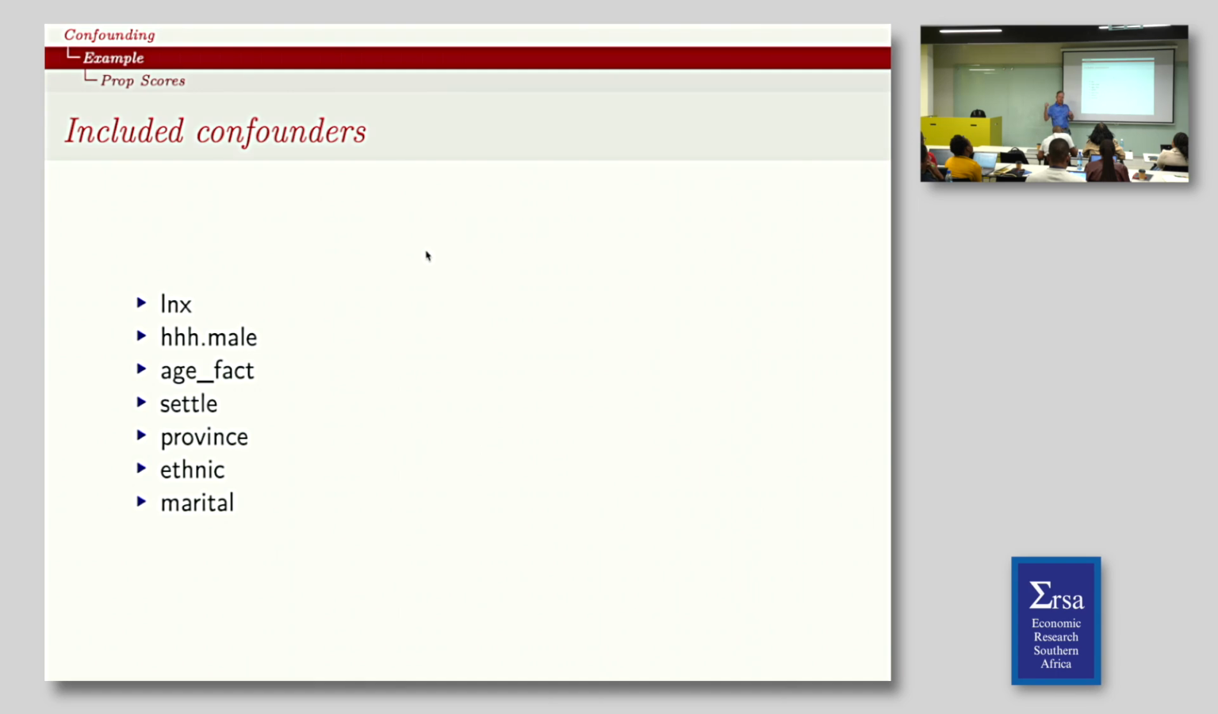Right? So I'm not going to use age and age squared. I'm going to use this longer, simple dummy structure. Rural, urban, formal, settlement kind of questions, province, ethnicity, and marital status I'll separate: married from those living together, right? So it's not a lot of controls, but at least it's some.